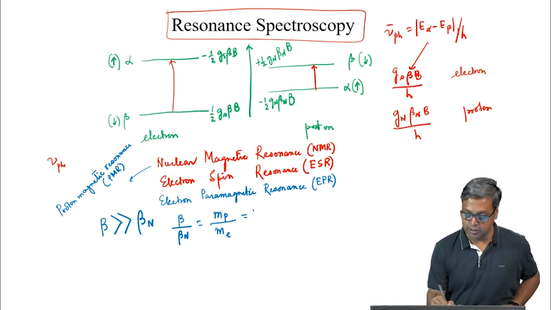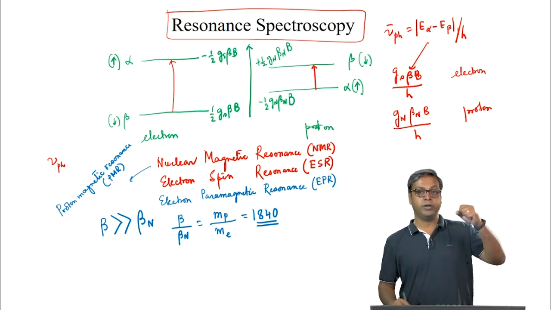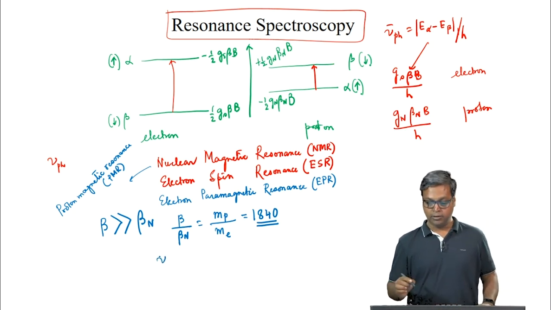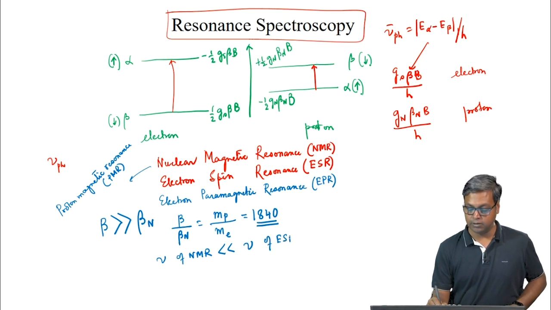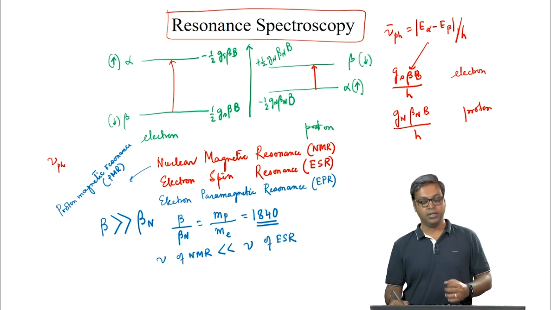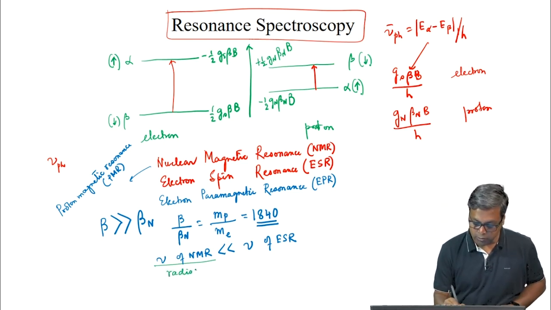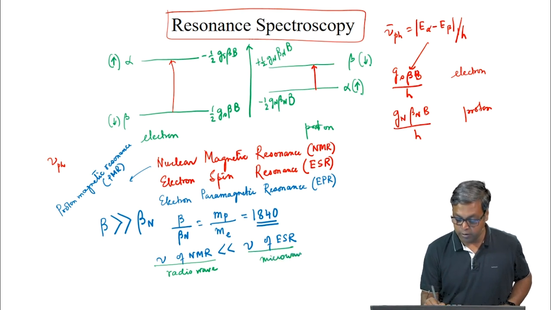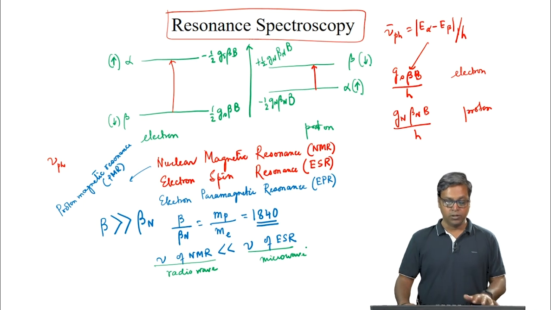If you put the values, we will get that the mass of proton by mass of electron is 1840. So, because beta, the Bohr magneton, is much greater than the nuclear magneton, and the frequency is directly proportional to beta, the frequency of NMR is much less than the frequency of ESR. If we do the actual calculation, we can see that nu of NMR comes in the radio wave region and nu of ESR falls in the microwave region. So, this is where we will end today's lecture, and in the next lecture we will start with NMR.